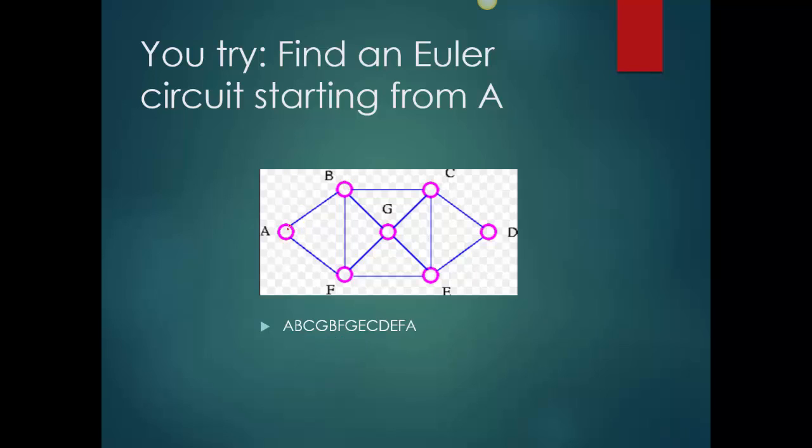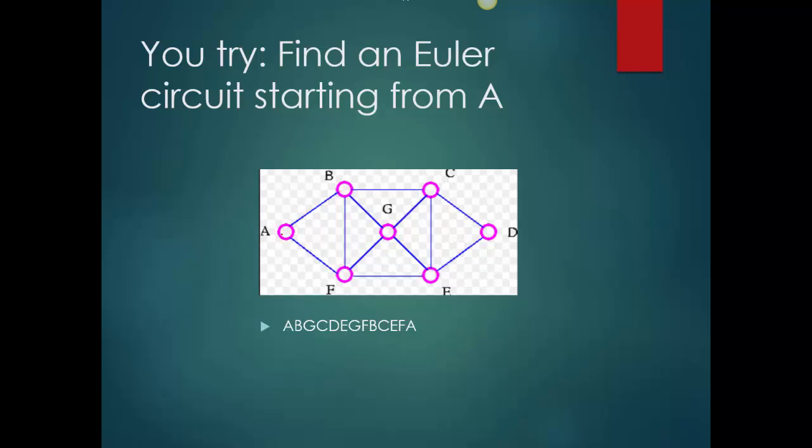So here, I could go A, B, C, G, B. Here's F, then back to G, down to E, up to C, then D, E, F, A.